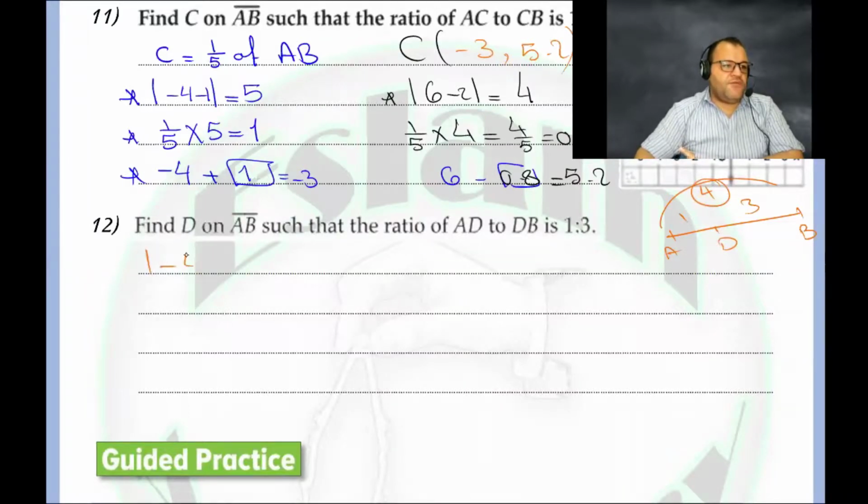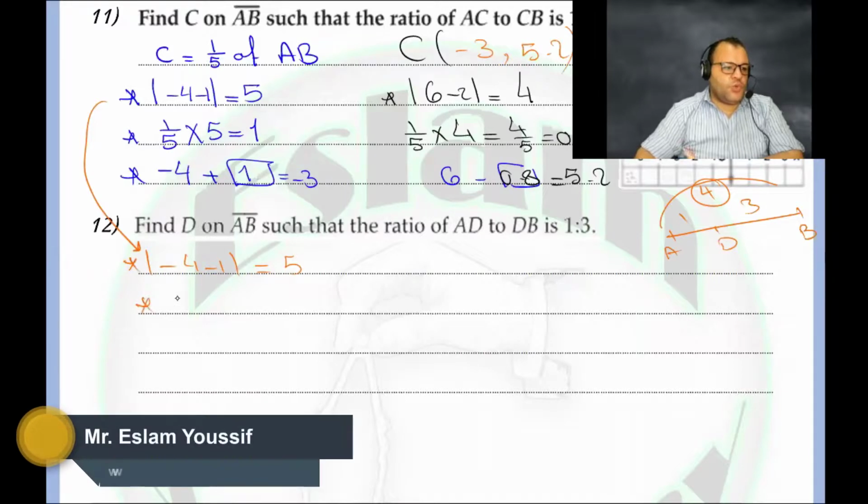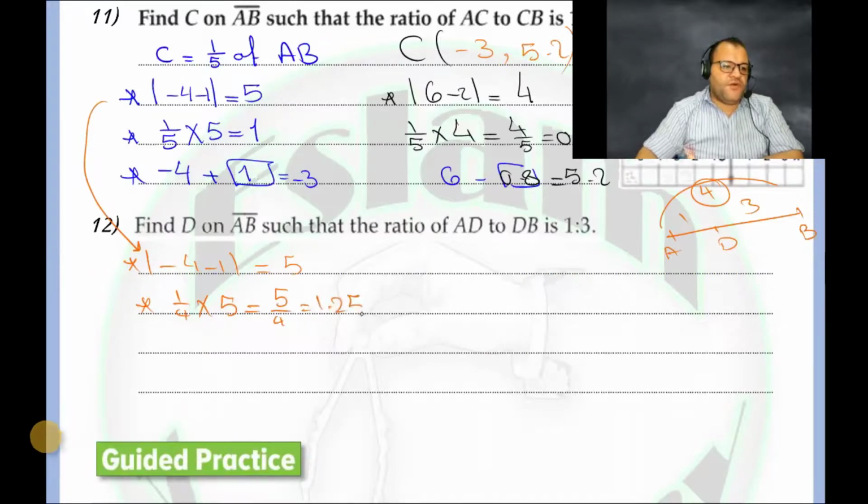So we'll say 4 minus 1 equals 5, the same 5. That is step number 1. Step number 2, it's 1/4 of 5, which equals 5/4, which equals 1.25. So again, we will start from -4. So -4 plus 1.25, which equals -2.75.